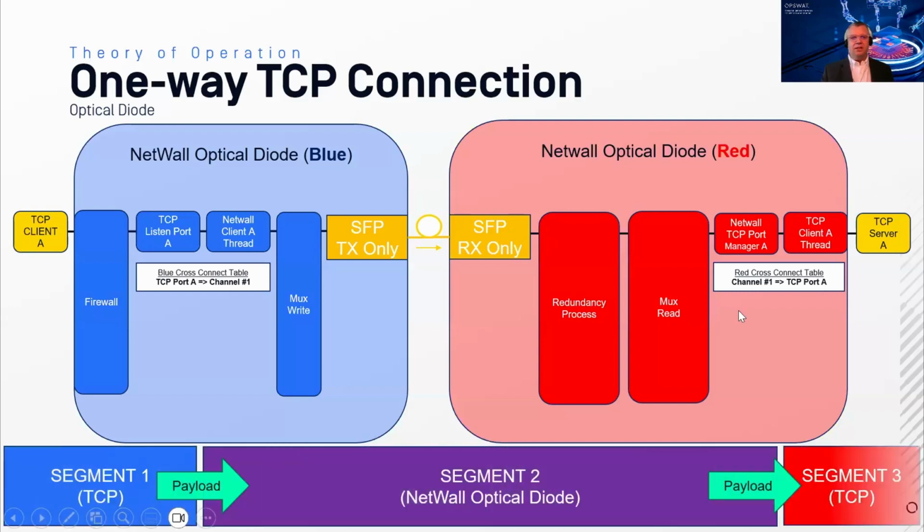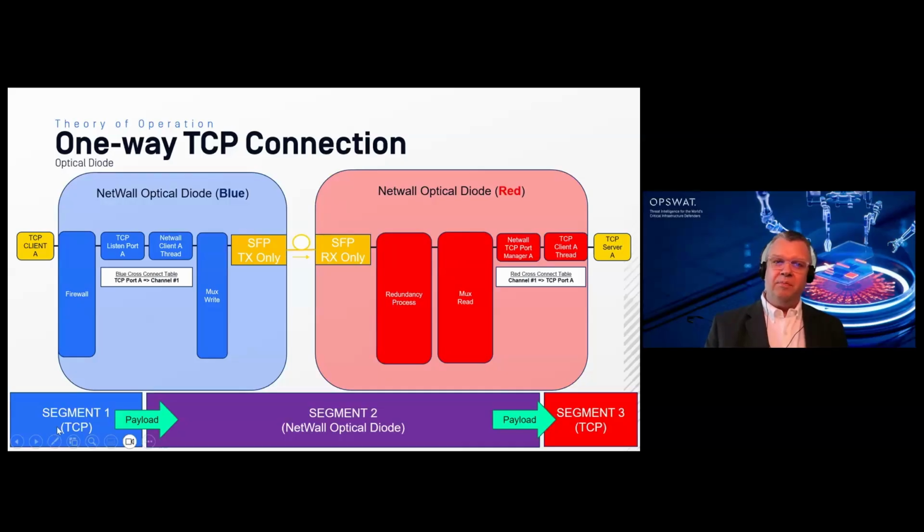So in practice, we have 3 segments. Segment 1 is from the client to the blue data diode, right? Where we use TCP. So if that traffic crosses a firewall or something else that might drop packets, no problem, because TCP allows for retransmission. This way, TCP ensures that the payload reaches the blue data diode correctly.